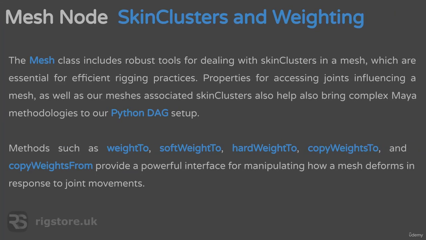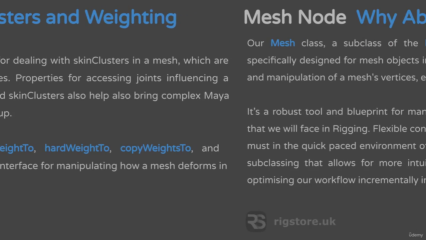So, skin clusters and weighting. The mesh class includes robust tools for dealing with skin clusters in a mesh, which are essential for efficient rigging practices. Properties for accessing joints influencing a mesh, as well as our mesh's associated skin clusters, also help to bring complex Maya methodologies into our Python DAG setup. Methods such as weight to, soft weight to, hard weight to, copy weights to, and copy weights from provide a powerful interface for manipulating how a mesh deforms in response to joint movements.